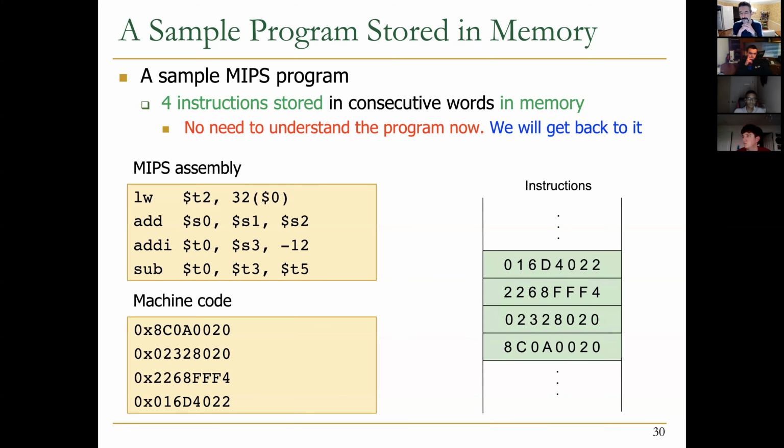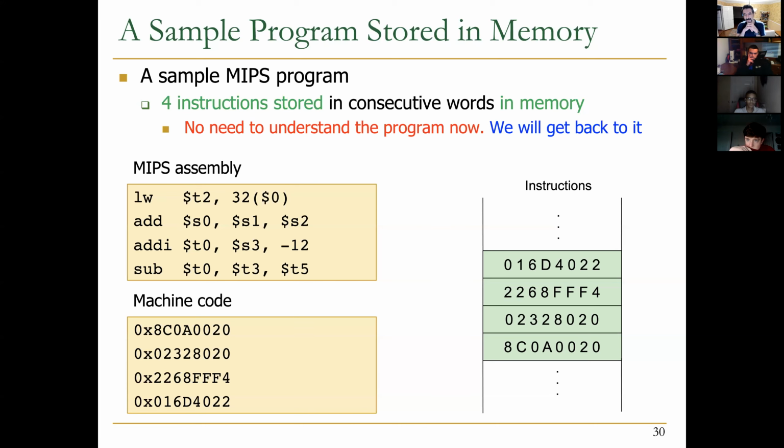And this is the way you store this program inside the machine. So this is your machine code, and this is your memory. You see that by convention, from the bottom, you have the first instruction, which starts 8C, 0A, 0020. And the next one is the next instruction, and so on. So this is how this machine code is located or stored in the memory.